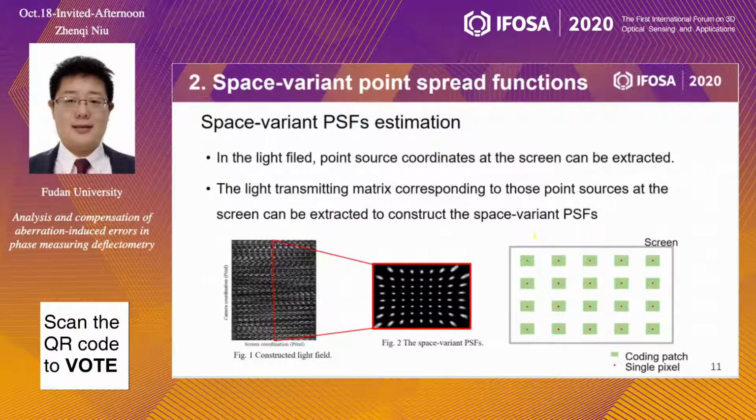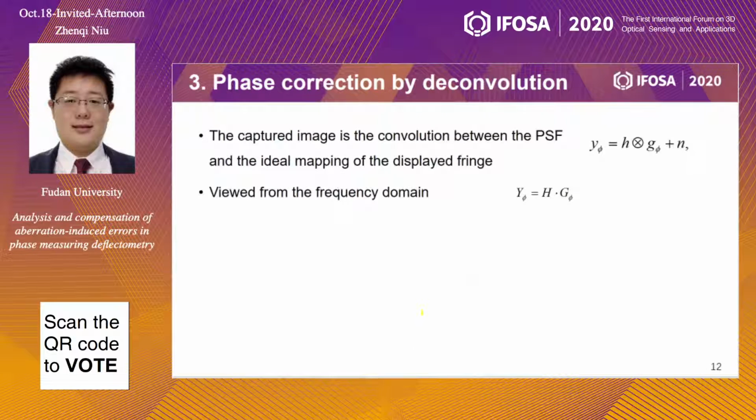The second step is to estimate the space variant PSF. In the light field, point source coordinates at the screen can be extracted. The light transmitting matrix corresponding to these point sources at the screen can be extracted to construct the space variant PSFs. The captured image is the convolution between the PSF H and the ideal mapping of the displayed fringes.